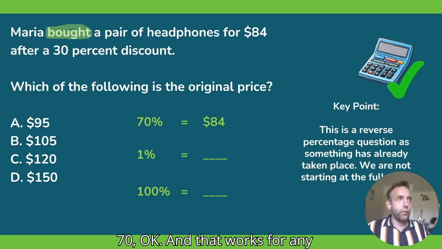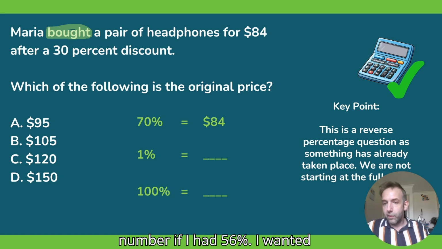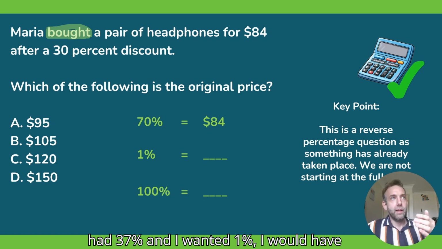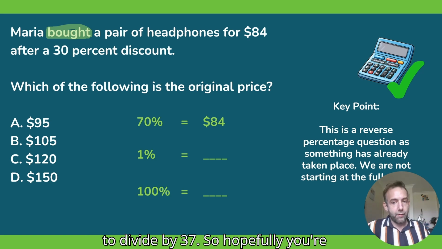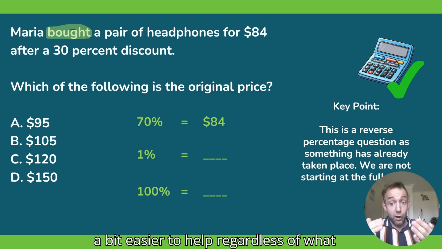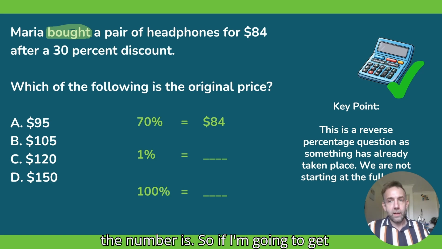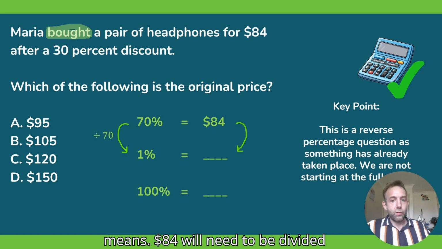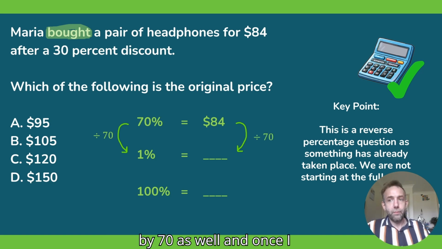And that works for any number. If I had 56% and I wanted 1%, I have to divide by 56. If I had 37% and I wanted 1%, I would have to divide by 37. So hopefully you're seeing that pattern there, and it makes it a bit easier to help regardless of what the number is. So if I'm going to get to 1%, I need to divide by 70, which means $84 will need to be divided by 70 as well.